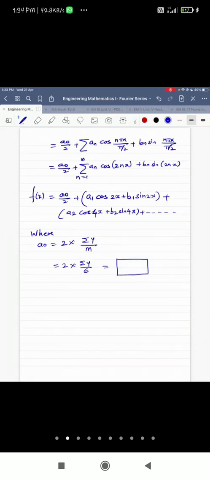Okay, then what is the formula for an? It is 2 into summation y cos 2nx upon m, isn't it?